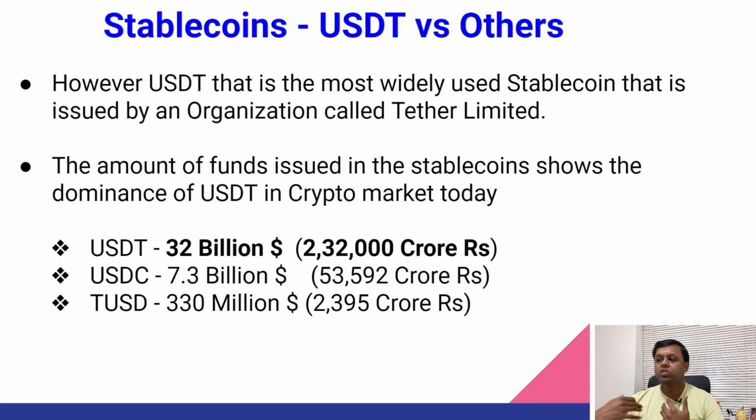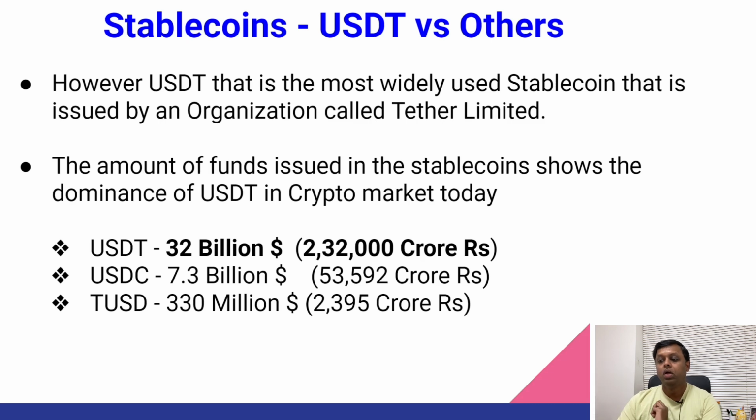So how does USDT compare to these other organizations? USDT currently is the most widely used stablecoin, and it is issued by an organization called Tether Limited. In fact, Tether Limited was one of the very first companies that invented this concept, or rather made the concept of stablecoins more popular, and they've been doing it for a few years now. A comparison of the amount of funds issued by the stablecoins will show you how much dominance USDT has over the other cryptocurrencies.